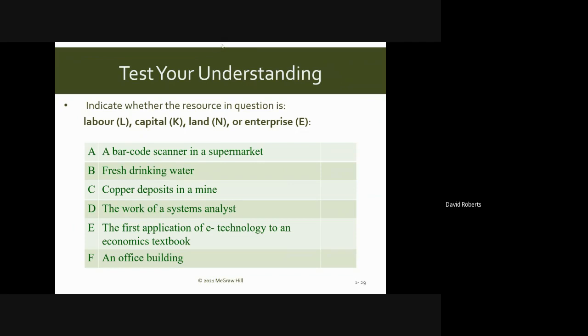Labor, capital, land, and enterprise. Again, a lot of these should hopefully be fairly clear or straightforward as to where they are from.